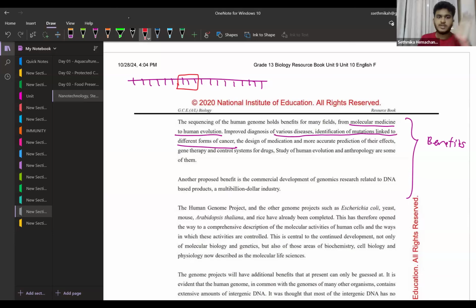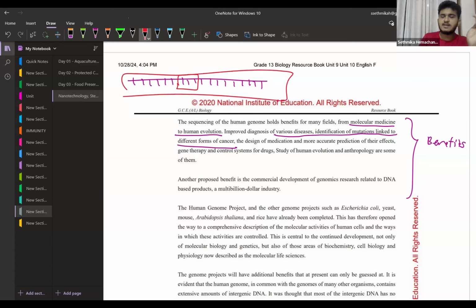So you take a normal person and compare it with the diseased person. Then you can identify which nucleotides change. Now you know the gene sequence or the DNA sequence that was supposed to be in the person to make him healthy.